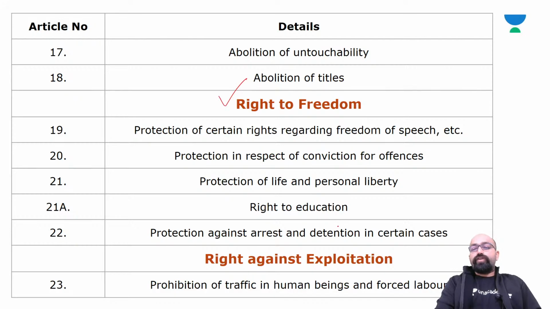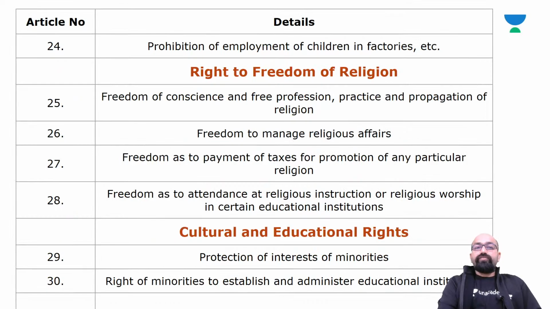Under the heading of right to freedom, we have studied Article 19, protection of certain rights regarding freedom of speech. Article 20, protection in respect of conviction for offences. Article 21, protection of life and personal liberty. Article 21A, right to education. Article 22, protection against arrest and detention in certain cases. Under the heading of right against exploitation, we have studied Article 23, prohibition of traffic in human beings and forced labor. Article 24, prohibition of employment of children in factories.